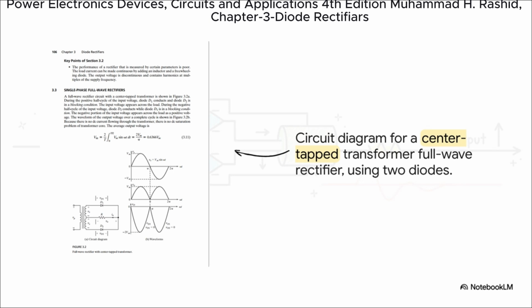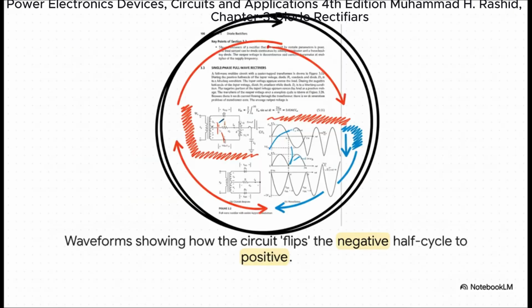See how it has a connection, a tap, right in the middle of its secondary winding? And 2, notice that it only needs 2 diodes, D1 and D2, to pull this whole thing off. And this is where it gets really clever. Check out the waveforms. When the input AC is in its positive half cycle, diode D1 turns on and conducts. Then, when the input flips to the negative half cycle, D2 takes over.